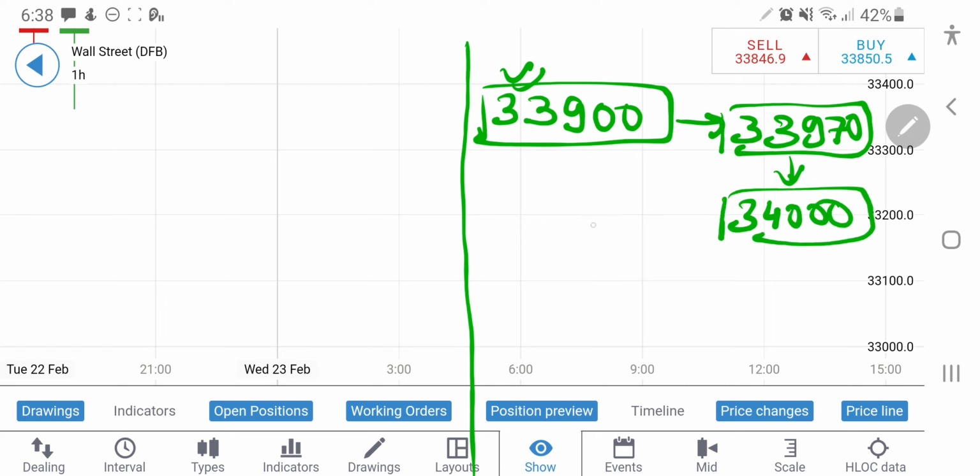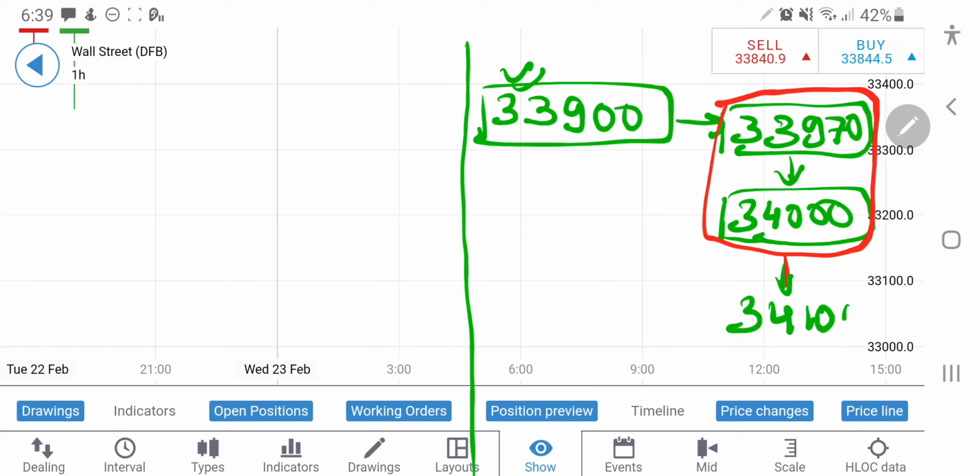Now till here, remember this zone between 33,970 to 34,000 is a stronger resistance zone for US30. It may try to drop again from these levels. Mark my words, it may try to drop again from these levels. But if it breaks this zone and sustains above the 34,000 level, you can expect it to again hit towards 34,100 and 34,150.